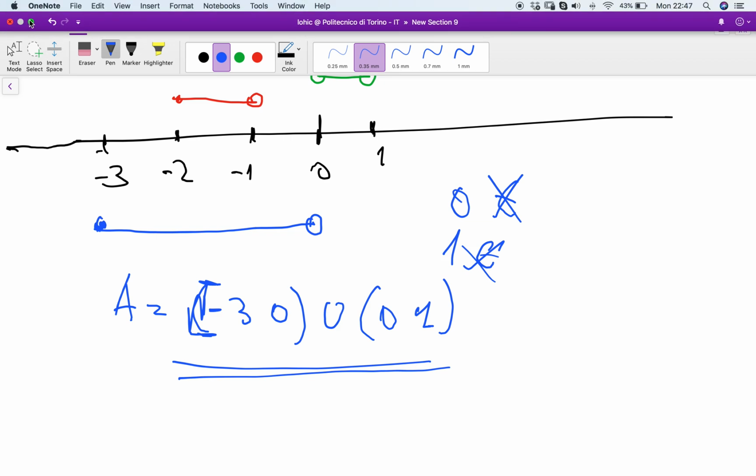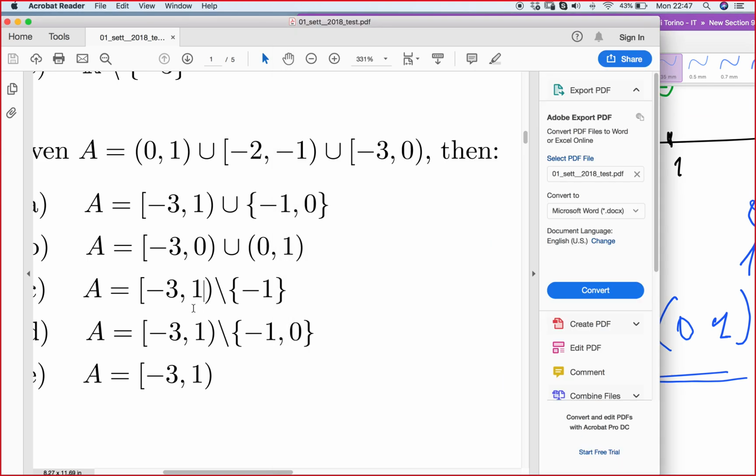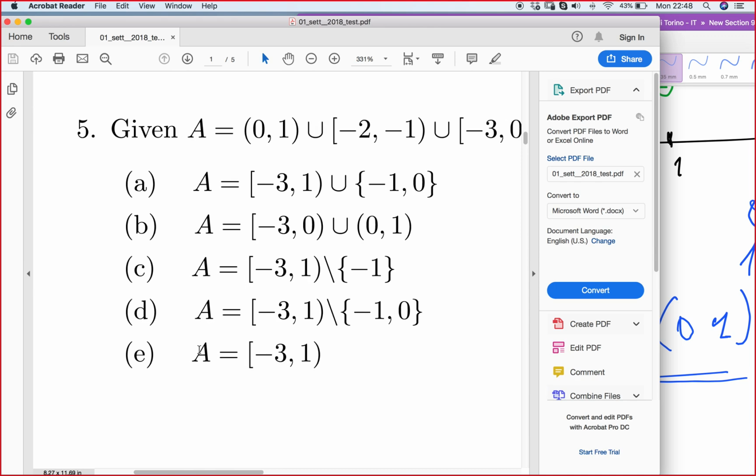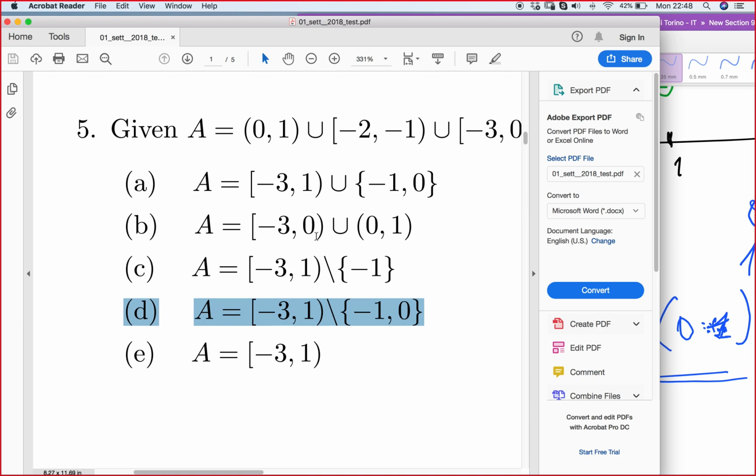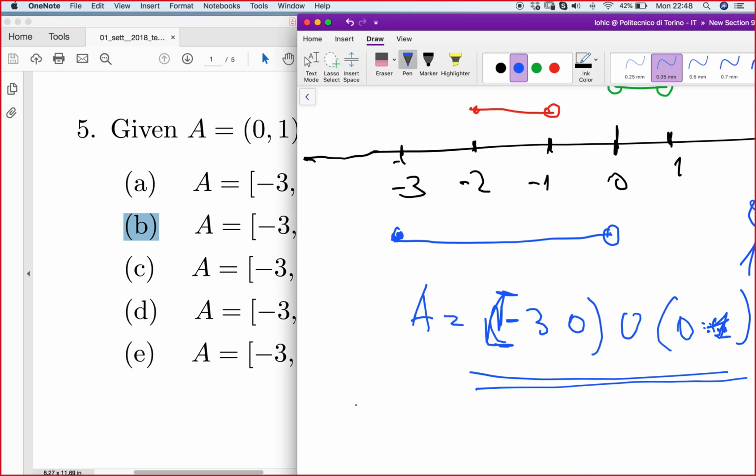Let's go back and see if you got it. Looking at this, are you able to tell me which one is the answer? Yes, the answer is D, simply because we move from -3 to 1, except -1 and no. The answer is not D, excuse me, because here they are saying except -1, but we said except 1. So the answer is B, exactly what we said. Excuse me, so the answer to 5 is B. Is that clear?